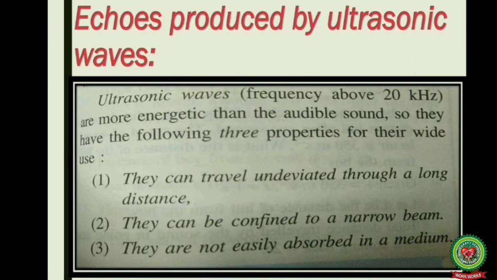A question arises: why ultrasonic waves for producing echoes? The answer is that ultrasonic waves are more energetic than audible sound, as the frequency of ultrasonic waves is above 20,000 Hz. They have the following three properties for their wide use. The first is they can travel undeviated through a long distance. They do not easily get deviated from their path. Second, they can be confined to a narrow beam. Confined means restricted. And third, they are not easily absorbed in a medium.